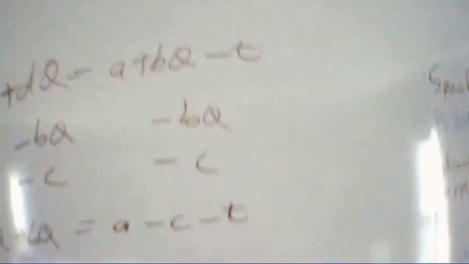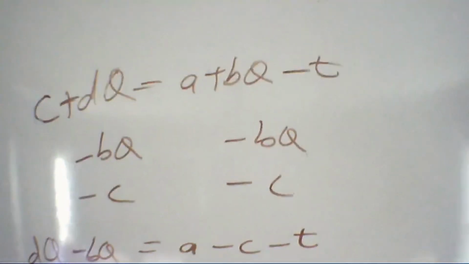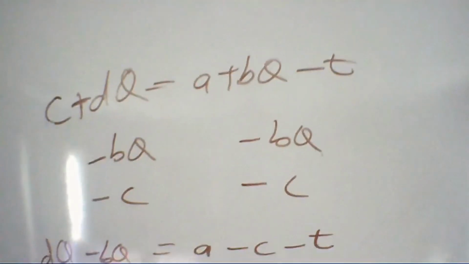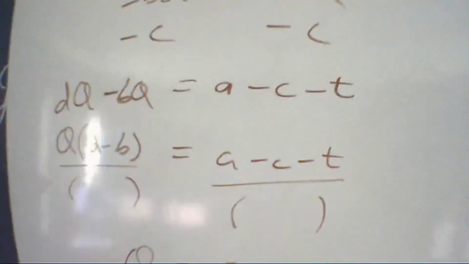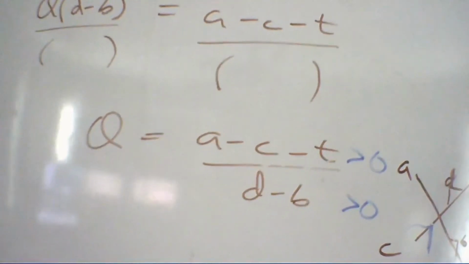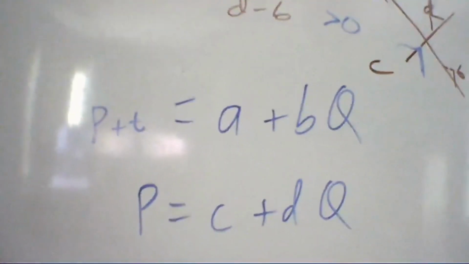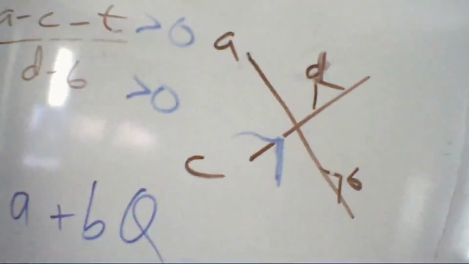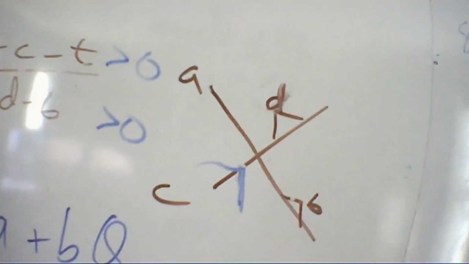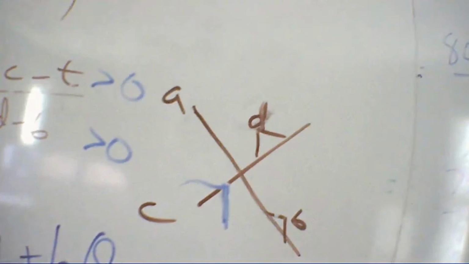Here is our algebra for this version. We take our setup, we've moved the tax over to the one side, we do some rearranging, and we're finally left with Q equals A minus C minus T over D minus B. And we know from this very general setup that for a normal looking supply and demand curve, we'll have A and C as our price intercepts and D and B are slopes.